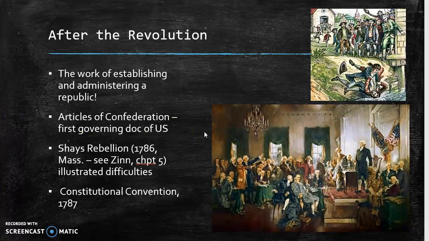In some ways, the real work really began after that, because it's actually not that easy to, first of all, set up, and secondly, administer a republic. So the Articles of Confederation were the first governing document of the United States. That proved somewhat difficult. See what Zinn says about Shays' Rebellion. And that's then when we see the Constitutional Convention in 1787.